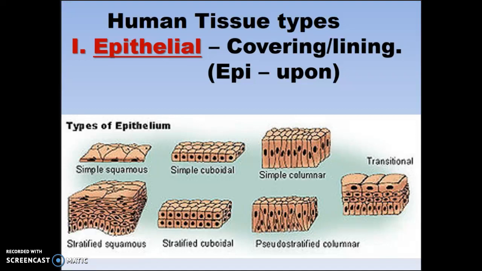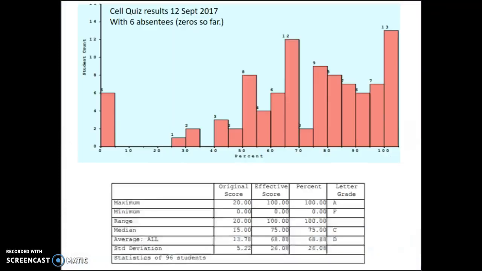Down below we have examples in cartoon fashion of the different types of epithelial. I'll talk about the simple squamous, simple cuboidal, simple columnar, the stratified squamous epithelial, the pseudostratified columnar, and the transitional. I will not talk about stratified cuboidal because it gets a little confusing when you look at it with the stratified squamous.